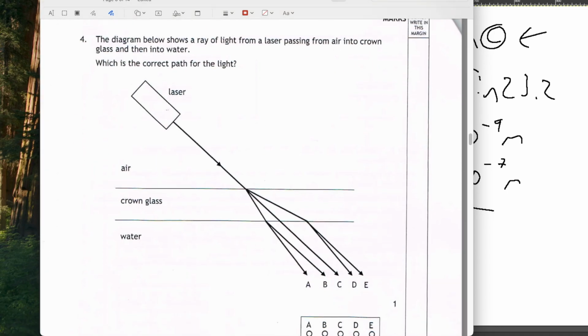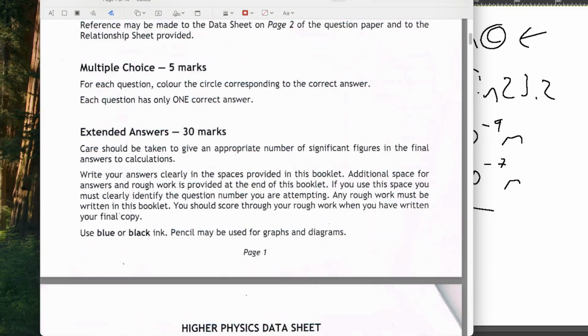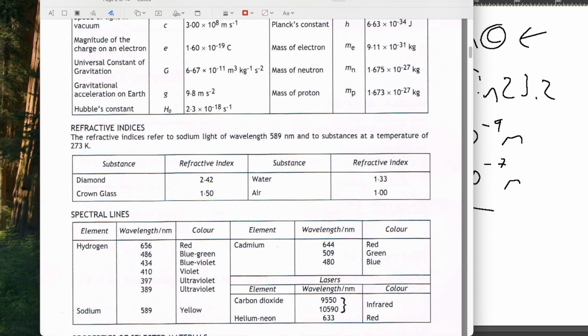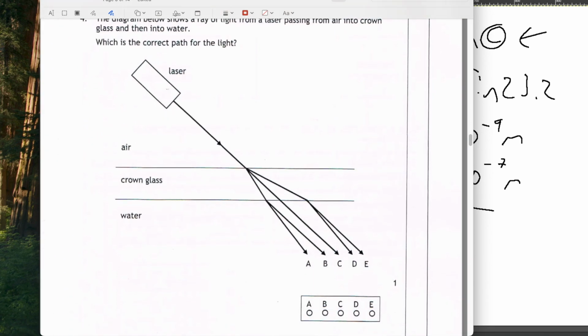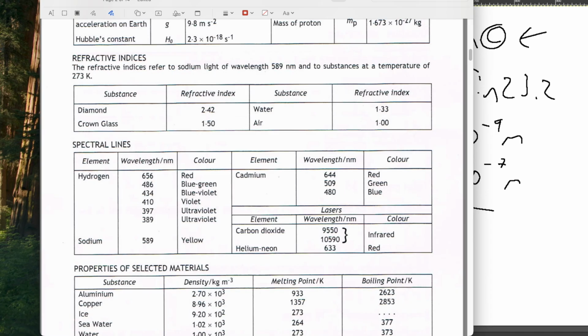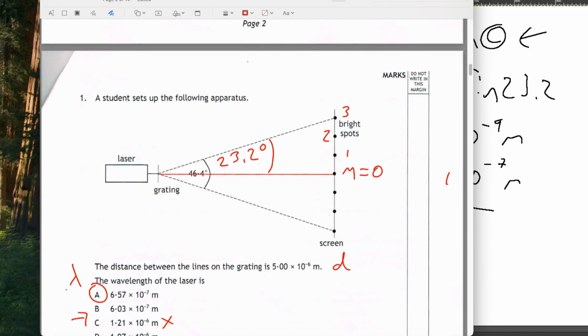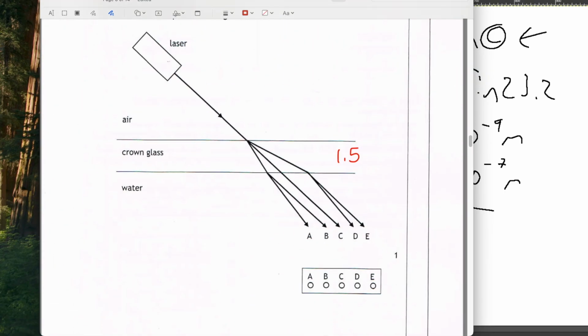Number 4, the diagram below shows a ray of light from a laser passing from air into crown glass and then into water. We're given 5 choices, oh dear, and no angles and no normals. But we do have the refractive indices: crown glass, 1.5, water, 1.33, and air, 1. So we're going to write that on our diagram.